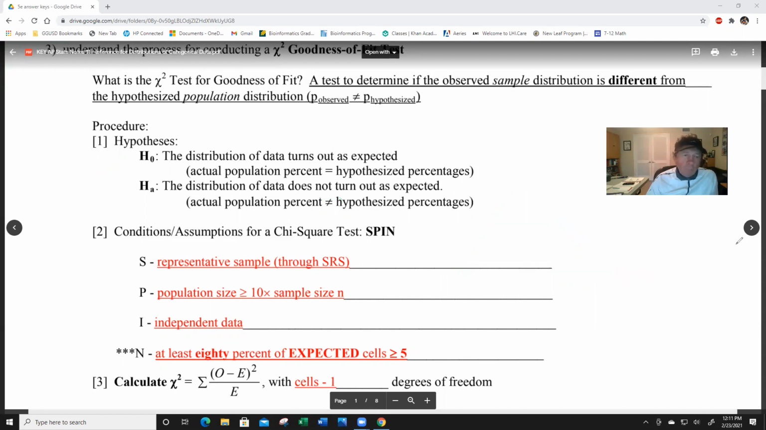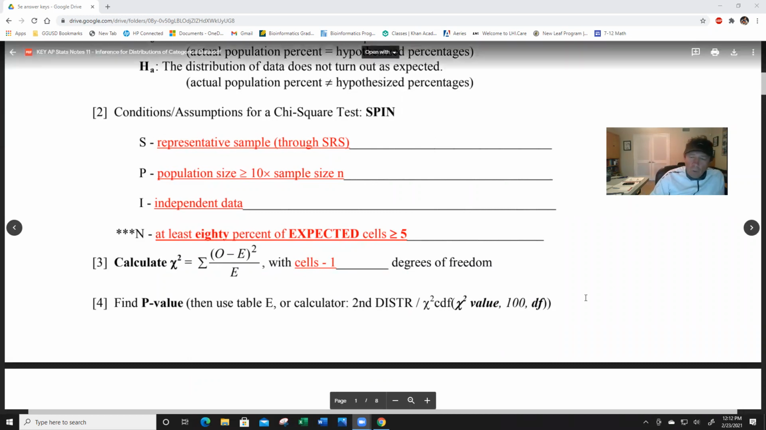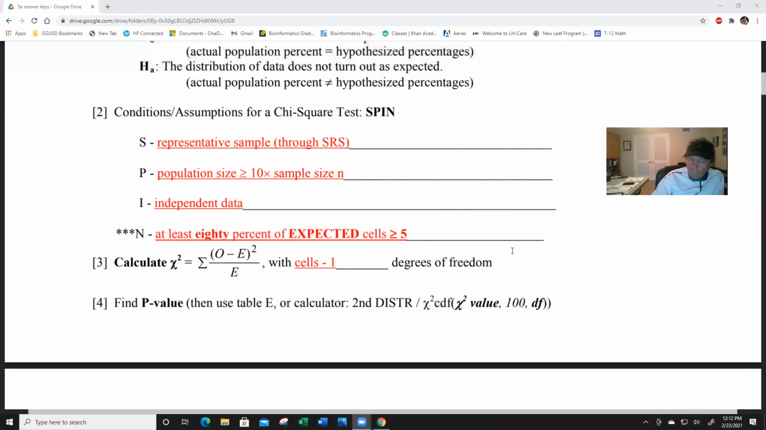Okay? So here's your conditions and assumptions. And the S, P, and I are very similar. Here's the difference. You want at least 4/5 of the expected cells, the number, to be bigger than 5. And the expected cells, you're going to figure out using common sense, and I'll show you how to do that, okay? And then you'll do some calculations, and there's lots of ways to calculate. You can do it by hand, you can do it on the calculator, and sometimes you can do it on Statplet possibly as well, okay? All right. And then there's all kinds of different things here that you can do. And I'm going to show you all of these. All right, so get that dialed in.